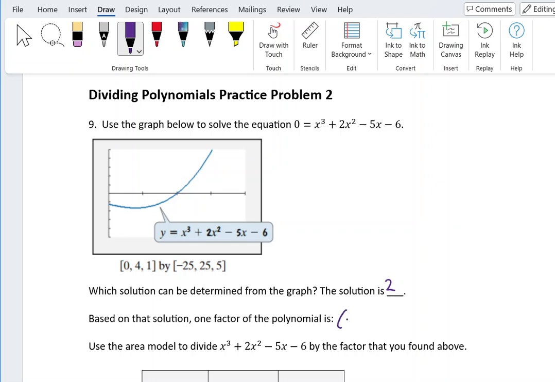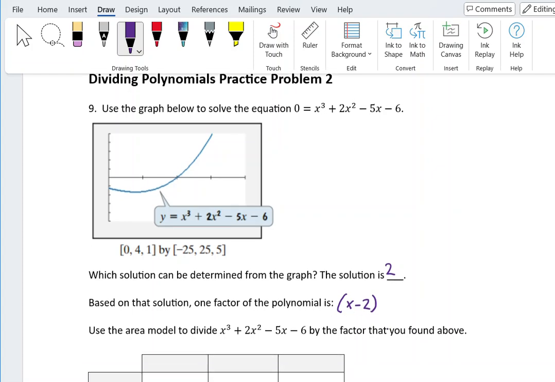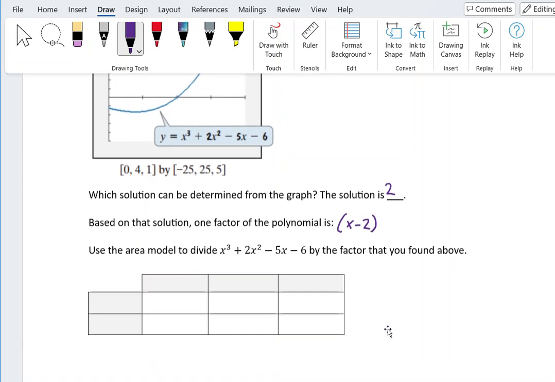And just like before, we do that by working backwards. If the solution is 2, then the factor needs to be x minus 2, so that when we plug in the solution for x, we get 0. So my factor is x minus 2. Now I can use my area model to divide by that factor. So to do that, I'm going to set up my area model with x minus 2 along the left side. My answer is going to be along the top.